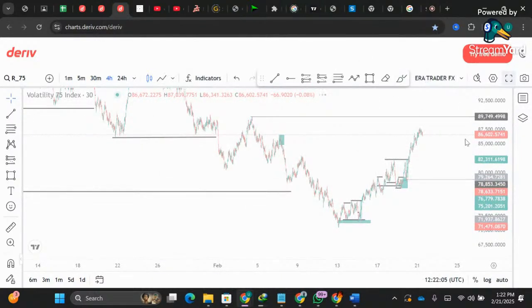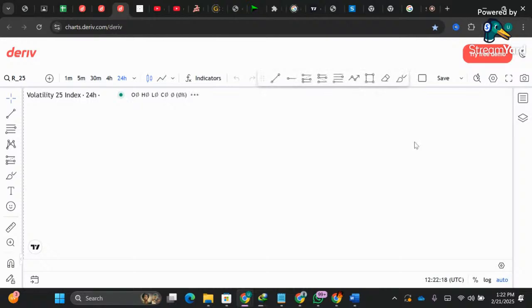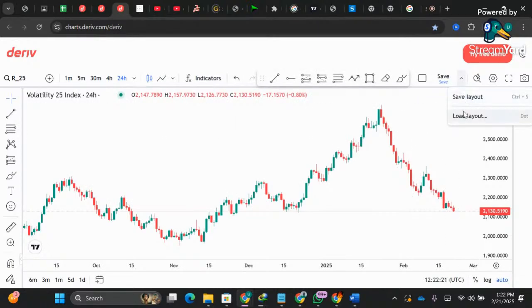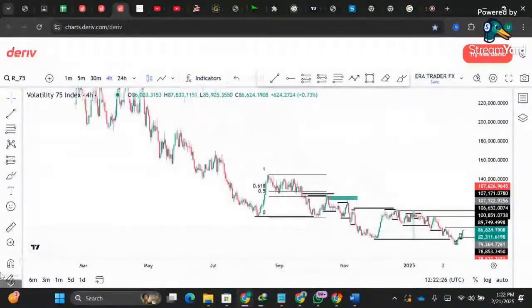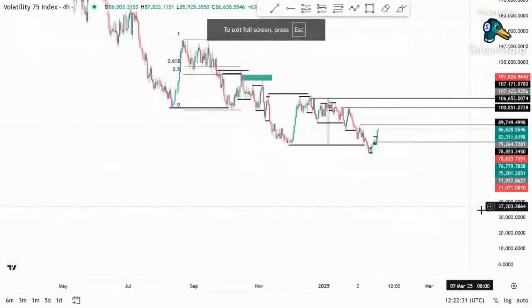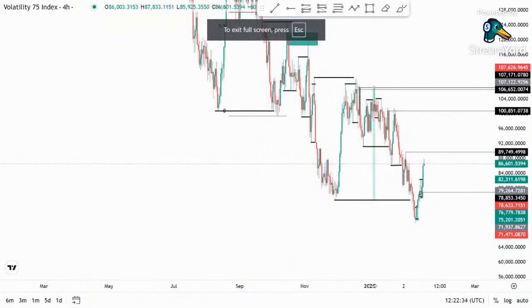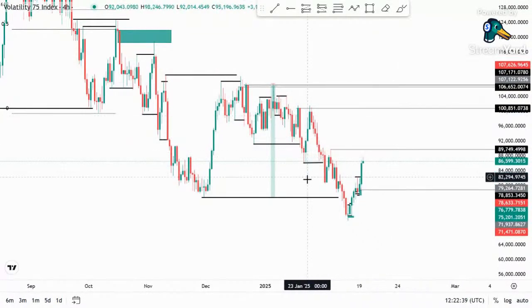So for V75, I hope you guys are getting it. So this is V75 daily time frame, and clearly we are on a downtrend. Clearly. Does anyone have any contrary opinion about this? We're on a downtrend. It's so clear that we are on a downtrend.